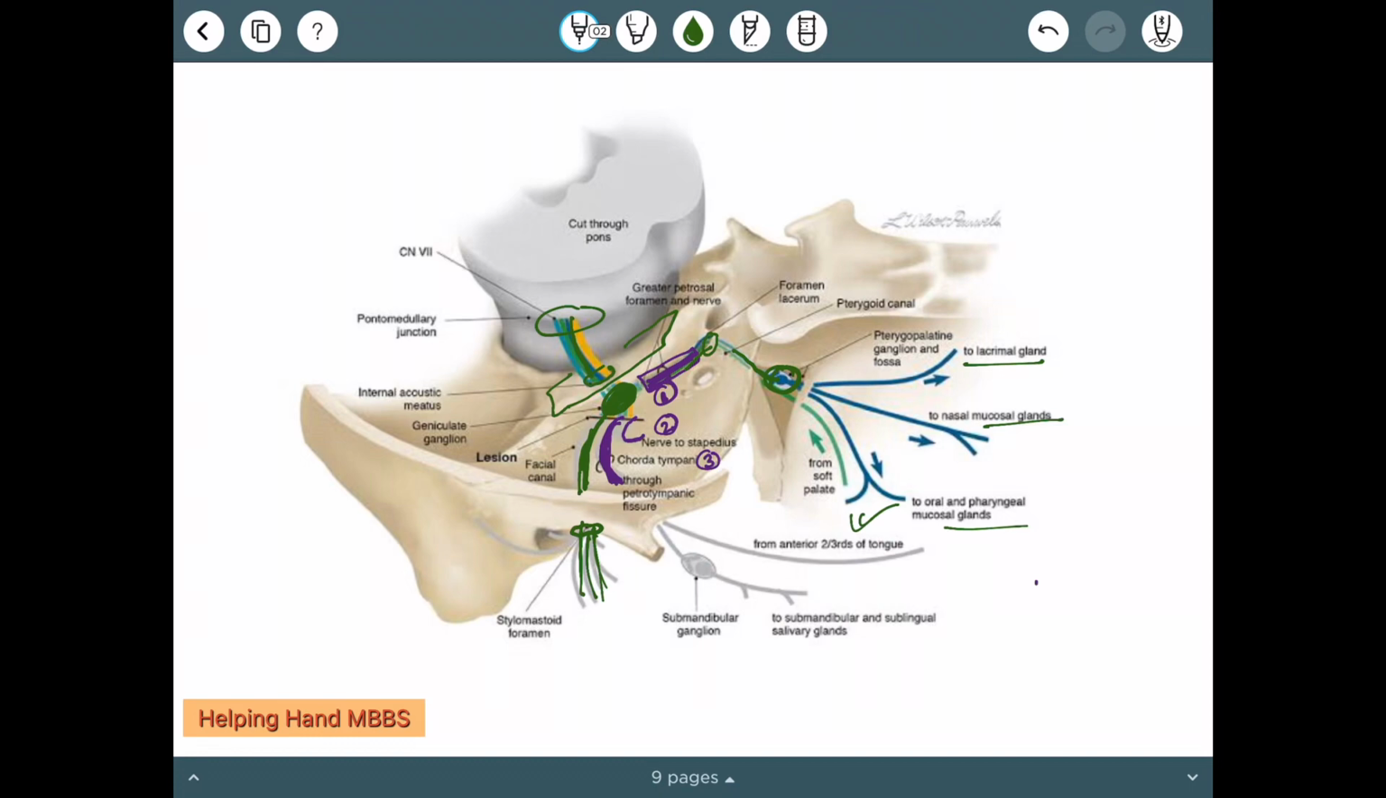So we have also studied that chorda tympani joins the lingual nerve and then relays in the submandibular ganglion to supply the submandibular and the sublingual gland. It is again a repetition, and the other branch of chorda tympani carries the fibers of the anterior 2/3 of the tongue. We have studied this also.